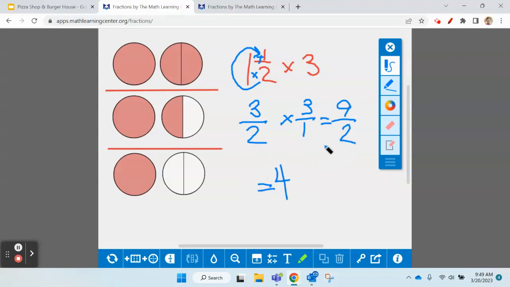But that only gives us 8. We have 9 pieces, so we have 1 left over. Denominator stays the same. So this is our answer as an improper fraction. This is our answer as a mixed number.